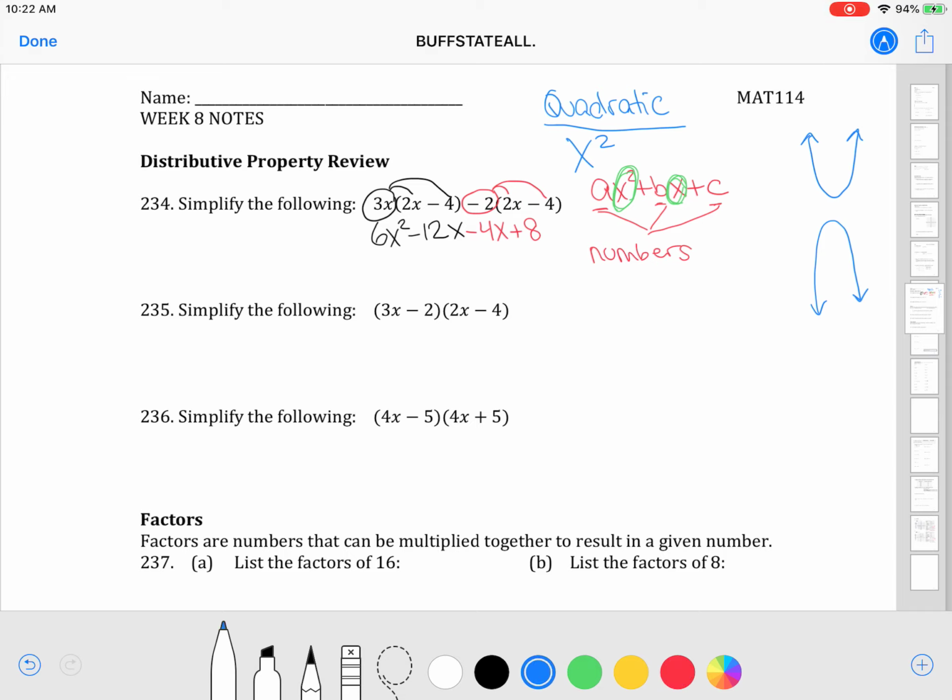I'm not entirely done. I now need to simplify this down just like we always do. If you have like terms to combine, you are going to combine them. So the 6x squared does not have any other x squared to combine it to. I'm going to bring it down. The negative 12x and the negative 4x combine to get me negative 16x, and then my plus 8 comes down. And notice this is the exact setup that I went over with you in the beginning, that ax squared plus bx plus c format. So your answer for this question is a quadratic.